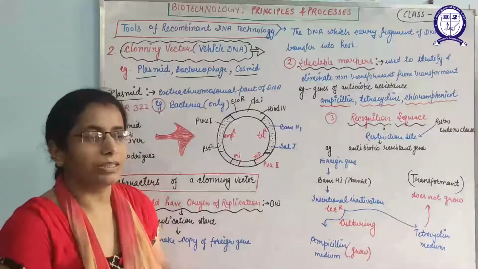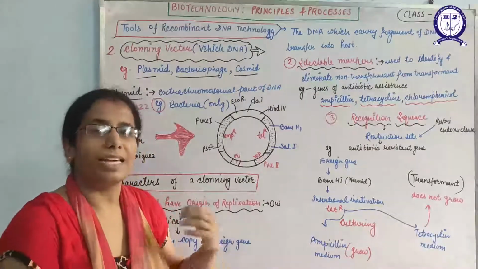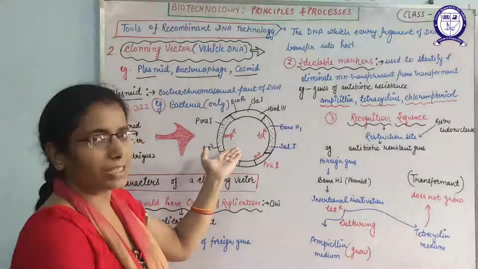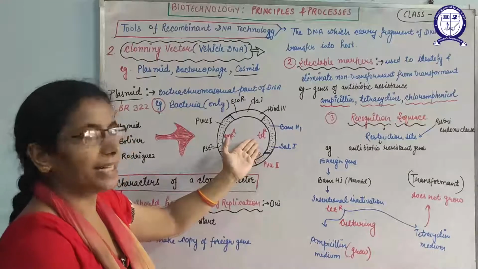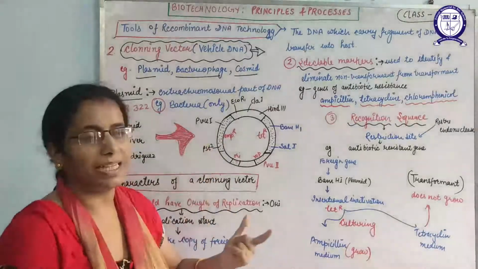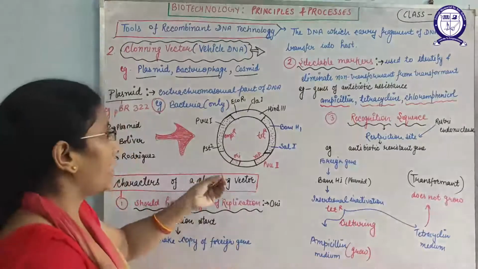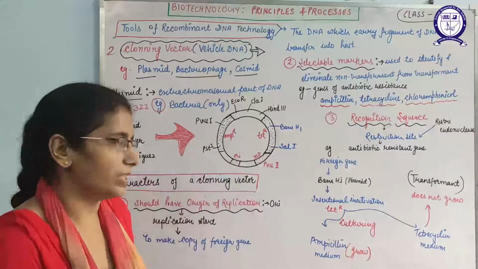Resistance plasmids have a special property of resistance against specific antibiotics. You can take the example of this pBR322. It has resistance against tetracycline and ampicillin. That means ampicillin and tetracycline are the two antibiotics which cannot act on this plasmid and the bacteria which have this plasmid.